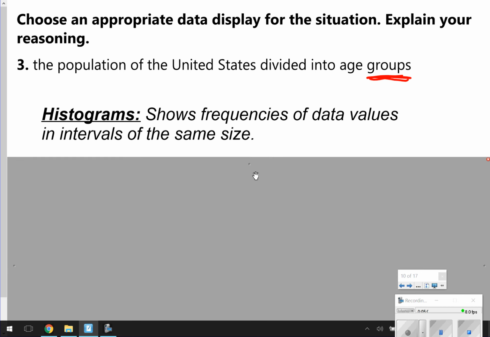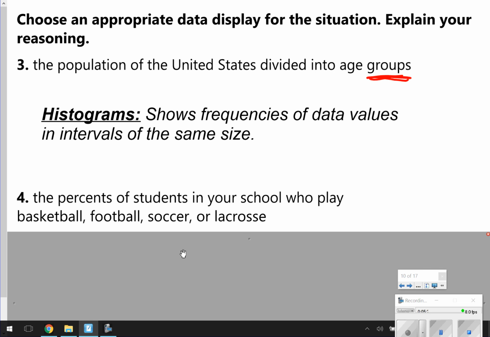That one will be histograms because different age groups are intervals of the same size. You might have an age group 0 to 10, and then 11 through 20, and then 21 through 30, and then 31 through 40, etc. So that would be the best way to show the population of the U.S. divided into age groups.